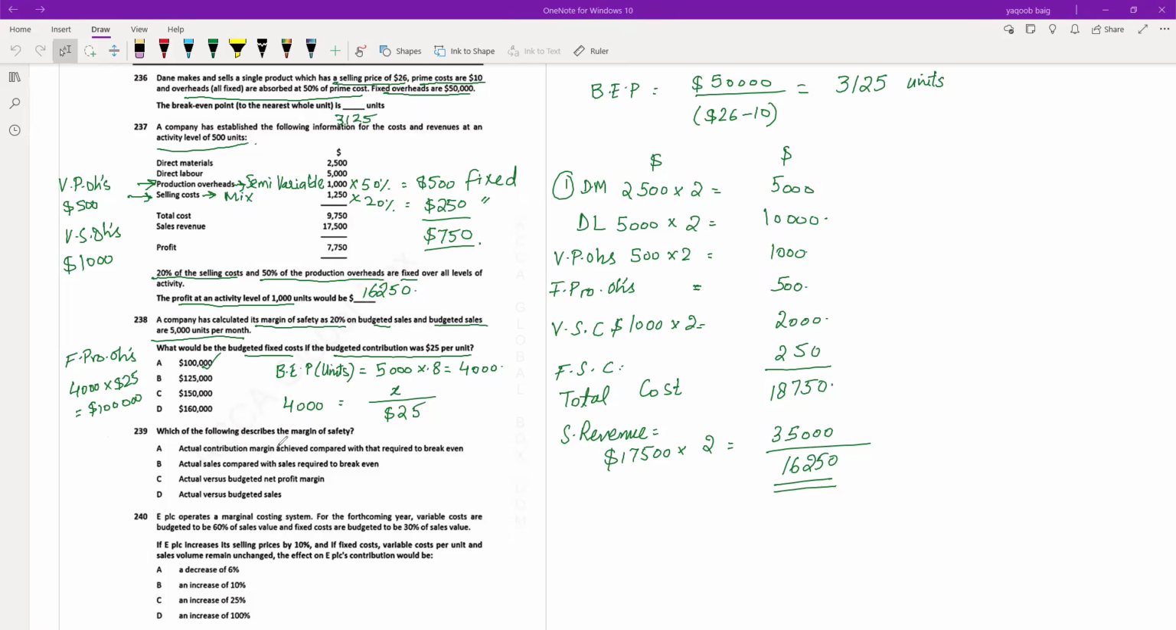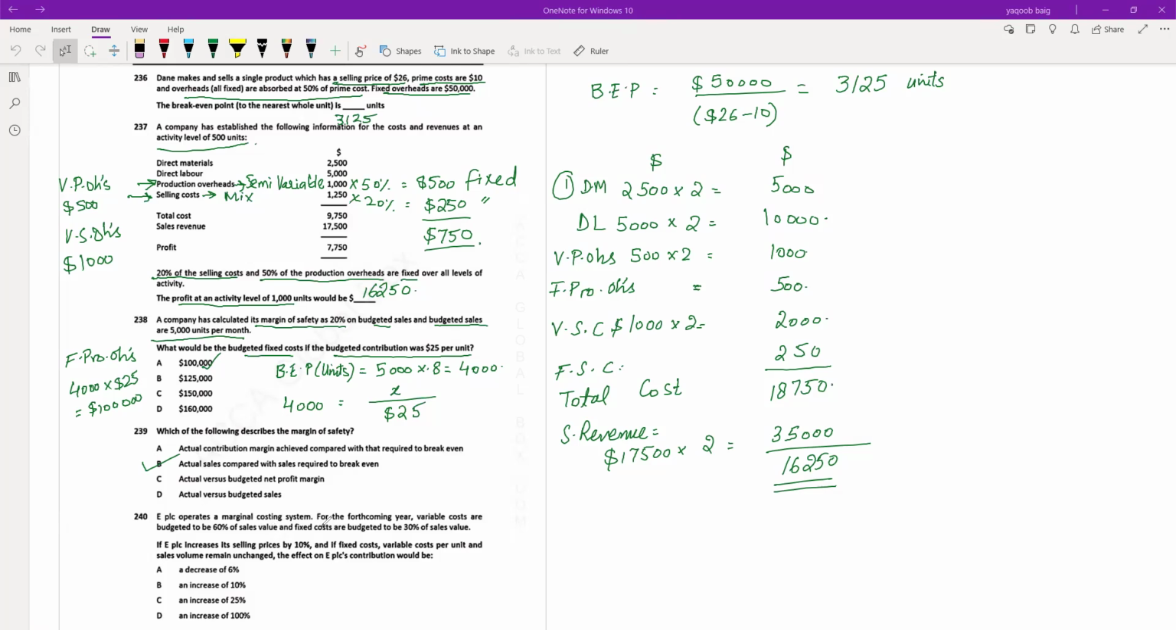Which of the following describes the margin of safety? Margin of safety is above break-even point. Actual contribution margin achieved compared with the required to break even. Actual sales compared with sales required to break even. Actual sales versus budgeted net profit margin. Actual versus budgeted sales. Actual sales compared with the sales required to break even.